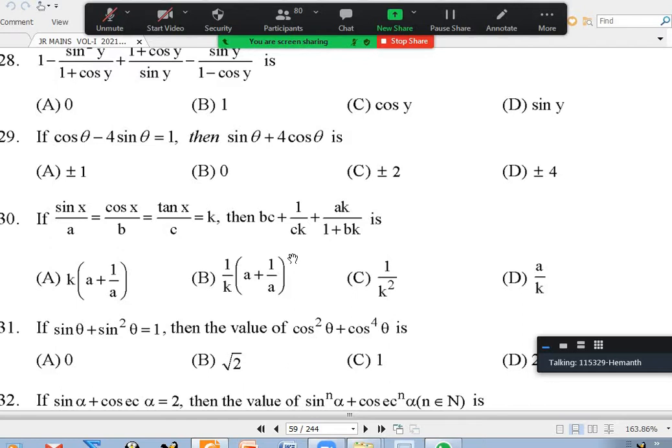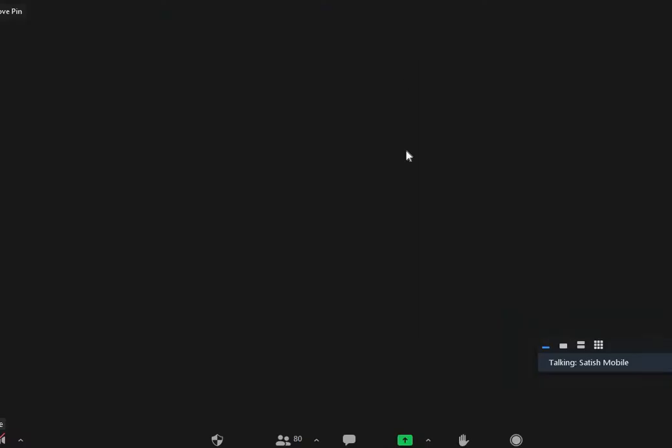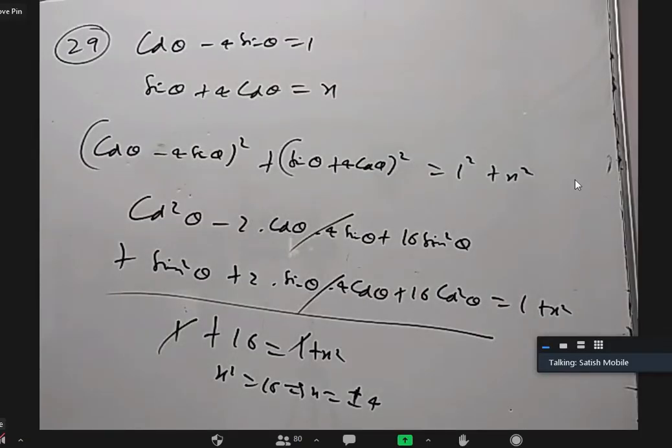Sir, in 29 we took let sin theta plus 4 cos theta is equal to x, no sir? Then find the value of x, assuming that statement can be directly derived from the given. Yeah, we can do it, but that one was easier.